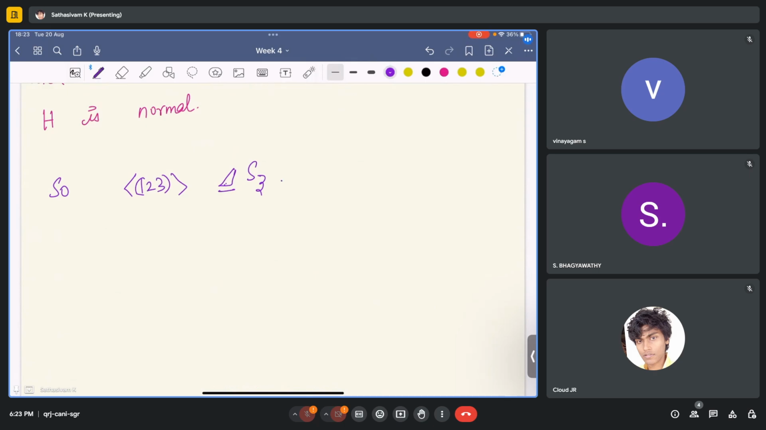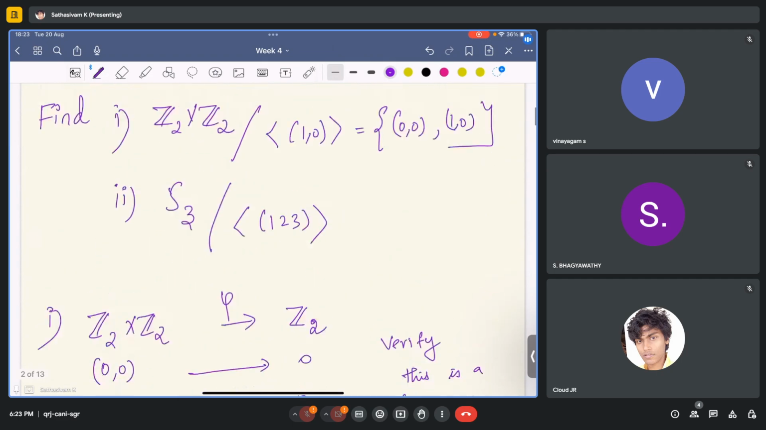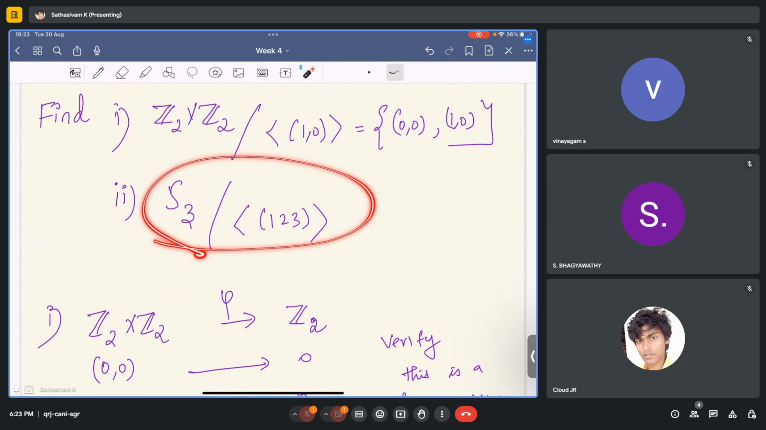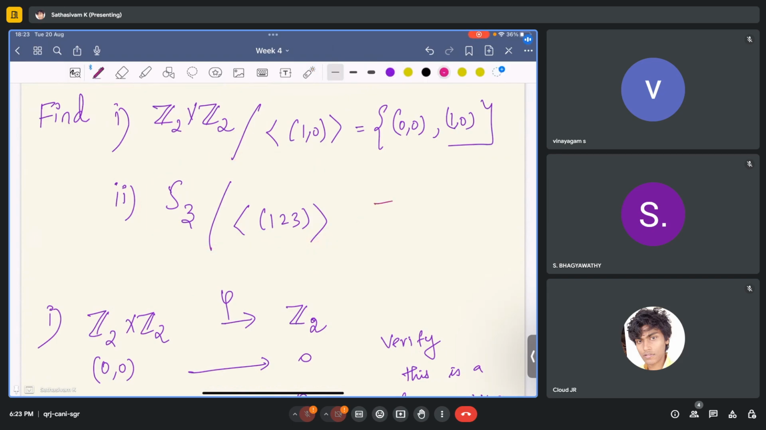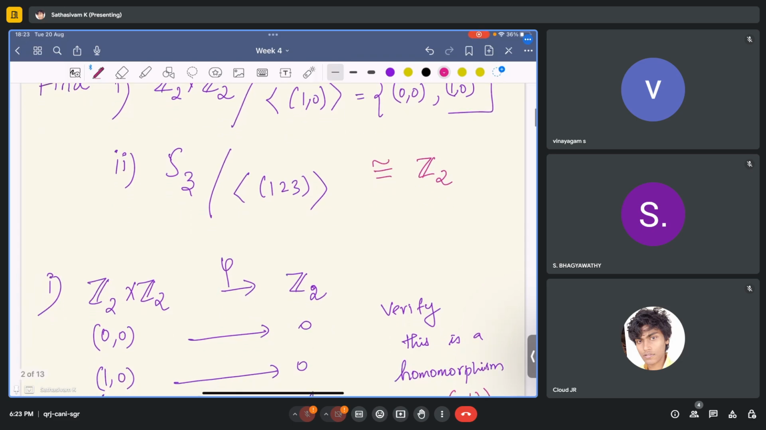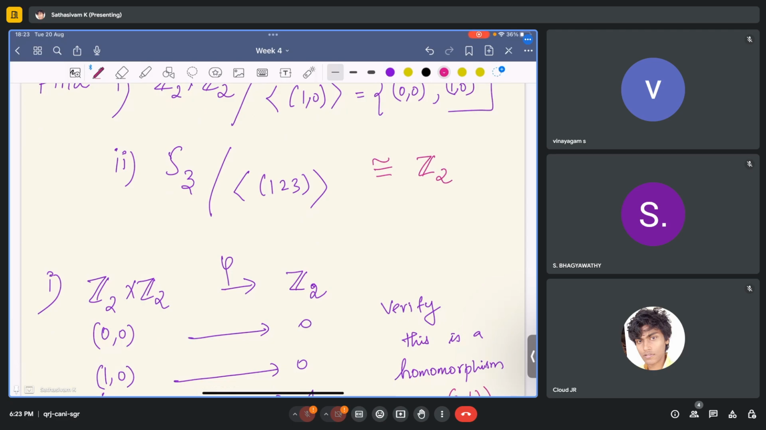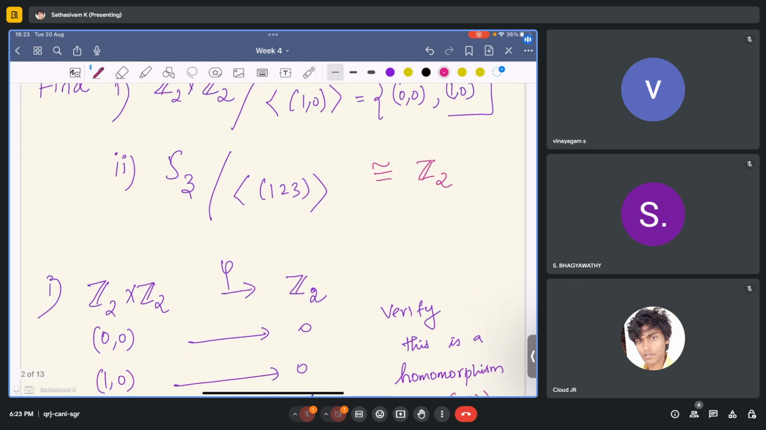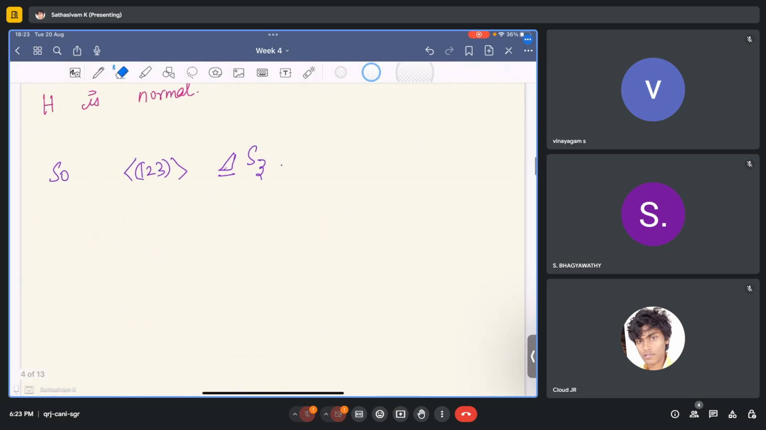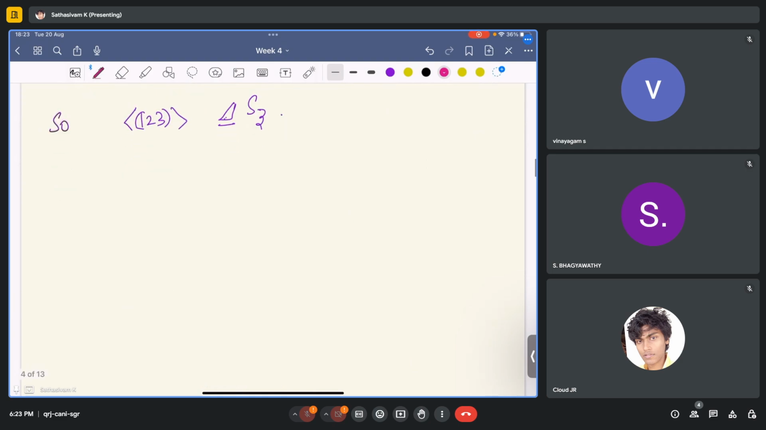Now what we are going to do is we have to say this is isomorphic to what? That is the question, right? And the claim is that this is isomorphic to Z2. Okay. And if you want to claim that, you first have to give a map and prove that this is the isomorphism. Okay. Let's try to prove it. So the map is basically phi from S3 to Z2.